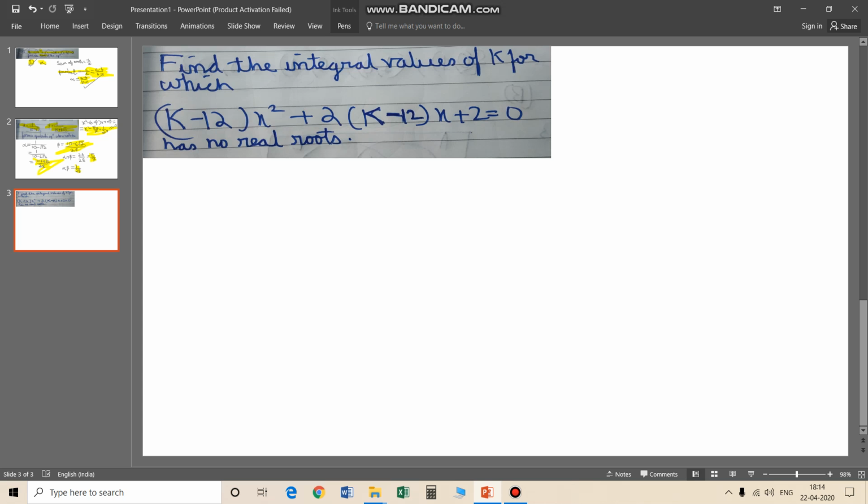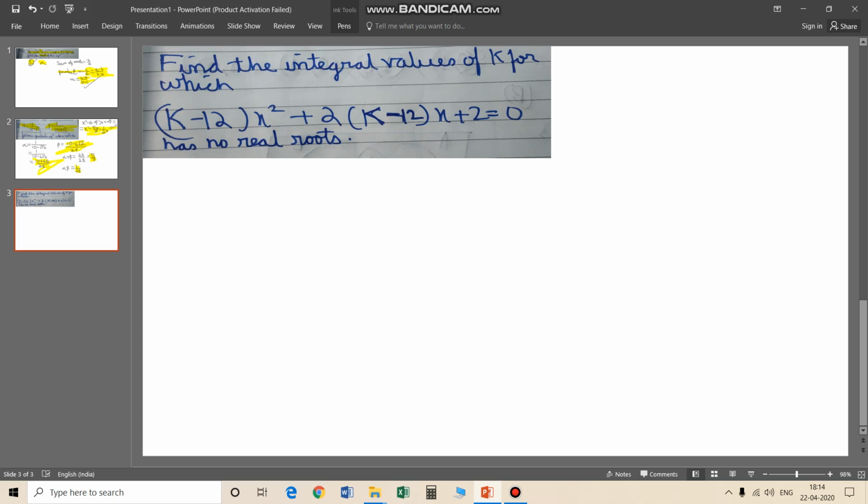This is the question: find the integral values of k for which (k minus 2)x square plus 2(k minus 12)x plus 2 is equal to 0 has no roots. Well, what is the condition for having no real roots? First you have to use the discriminant.